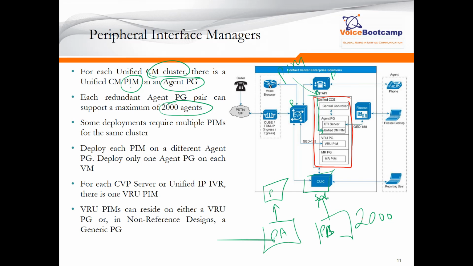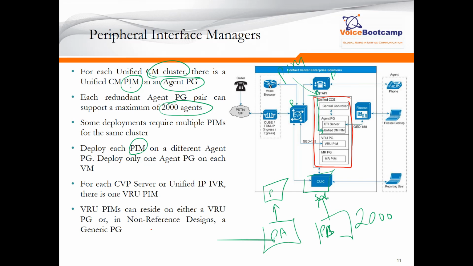Some deployments, however, require multiple PGs if you need to go beyond 2,000 agents. For example, if you need to support 4,000 agents, then you need to add multiple PIMs and therefore multiple routing clients in order to support the higher number of agents. You deploy each PIM on a different agent PG. Deploy only one PG for each virtual machine. So one given single virtual machine can only have one PG that is pointing to an agent PG. Sorry, one peripheral that is pointing to the agent PG.